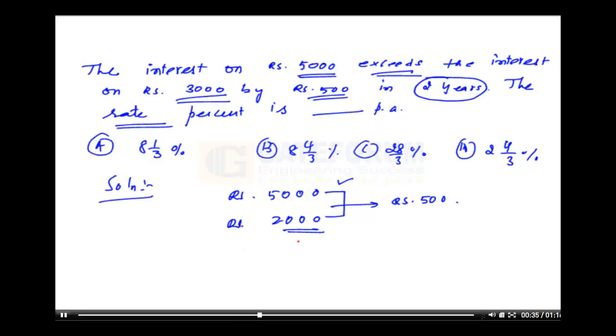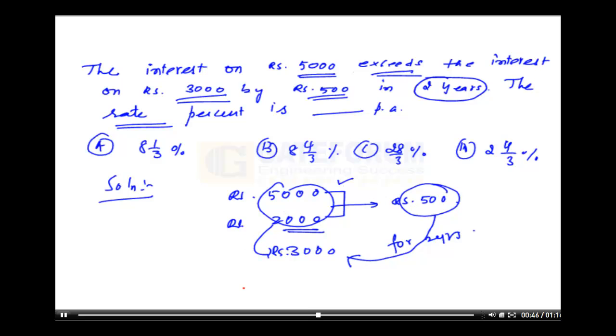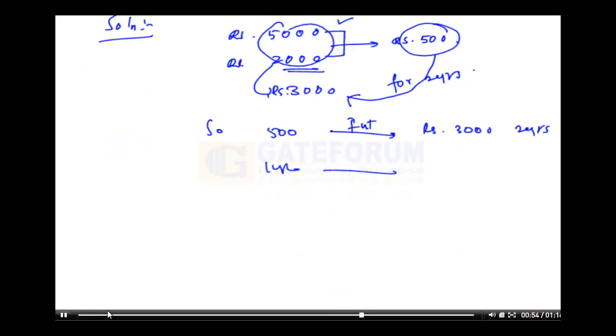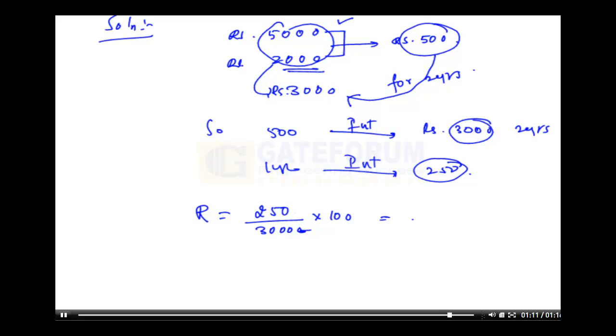Now look, there is a difference of rupees 3,000 between these two. So this 500 will definitely be the interest on this 3,000 for 2 years. So 500 is the interest for rupees 3,000 for 2 years. Now for 1 year, the interest will be 250. In order to calculate the rate of interest, it is enough to find the percentage of 250 on 3,000, which is 250 upon 3,000 into 100, which is nothing but 8 1/3%, which is option A.